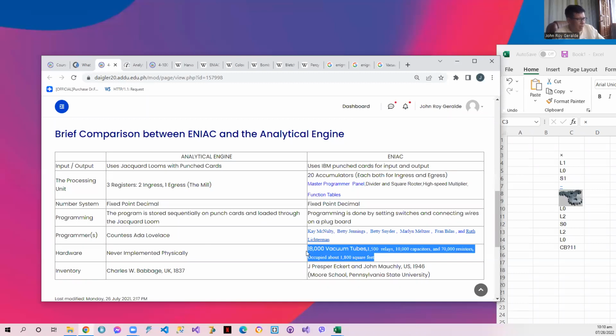The ENIAC was implemented with 18,000 vacuum tubes, 1,500 relays, 10,000 capacitors, and 70,000 resistors, occupying a room of about 1,800 square feet. The analytical engine's inventor is Charles Babbage, 1837. ENIAC was invented by J. Presper Eckert and John Mauchly in 1946 at the Moore School of the University of Pennsylvania. Remember, Penn is a very popular school. It's where Donald Trump came from.